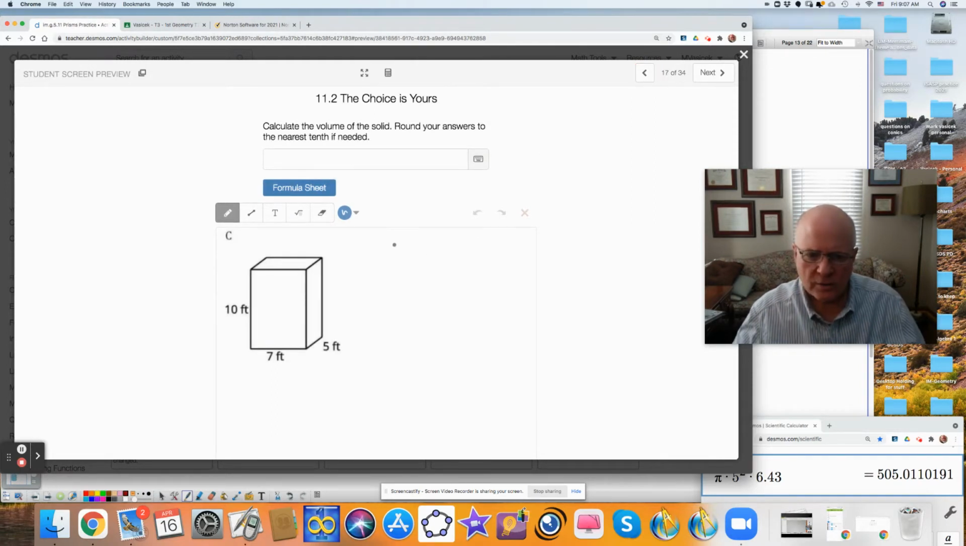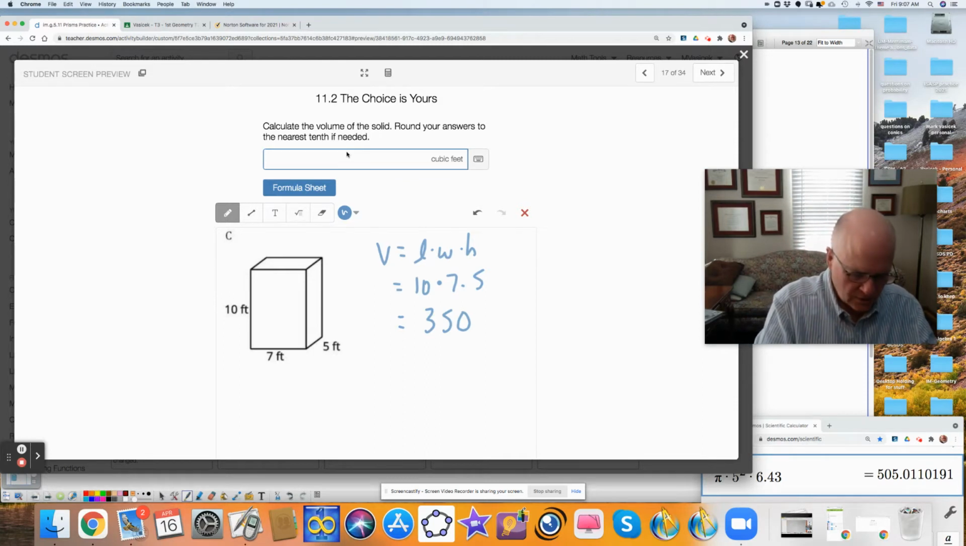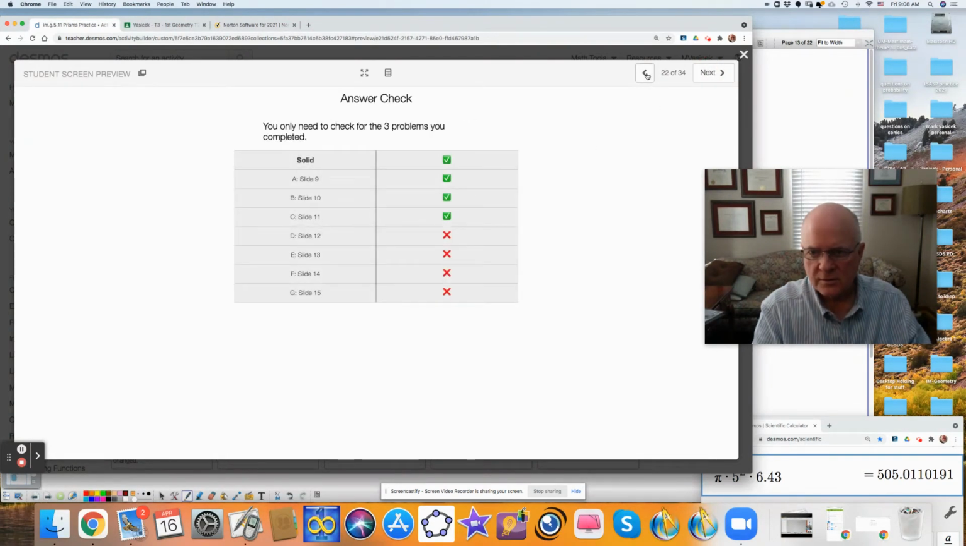Here, the volume is equal to the length times the width times the height. So I have 10 times 7 times 5. 7 times 5 is 35, times 10 is 350. Of course, this would be feet cubed. When I type in my answer, 350 cubic feet, and I check it over here, C is correct.